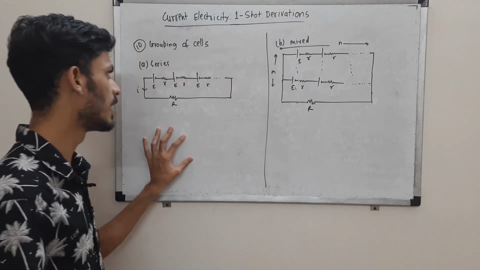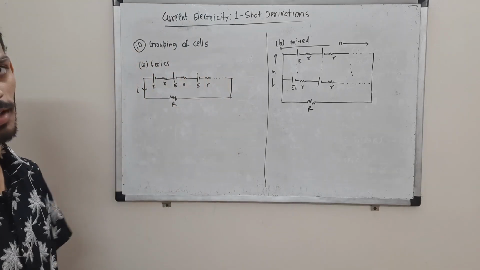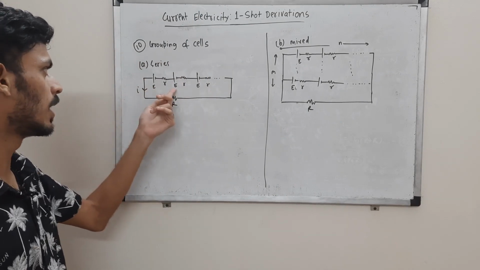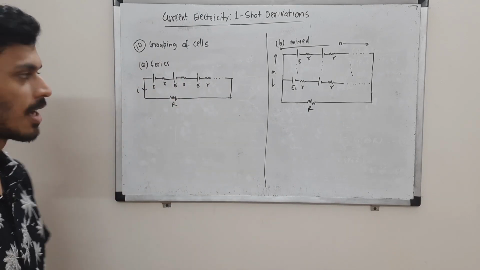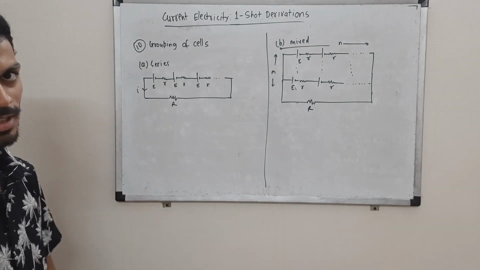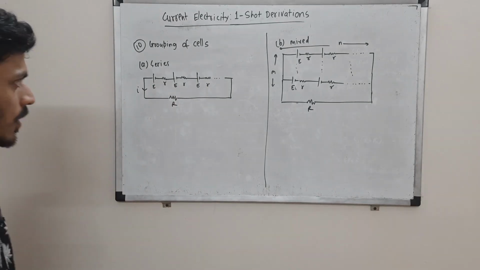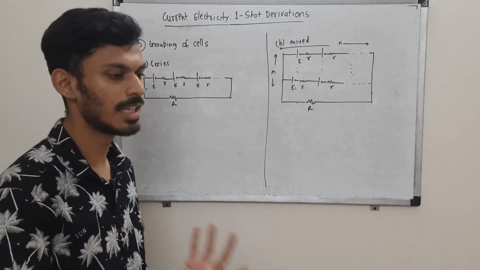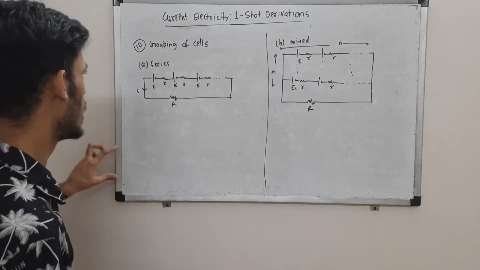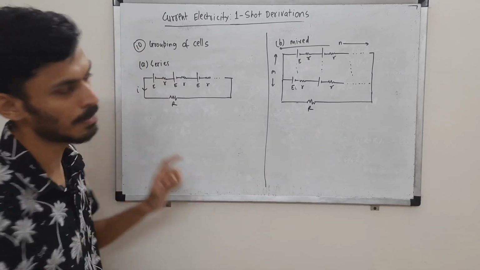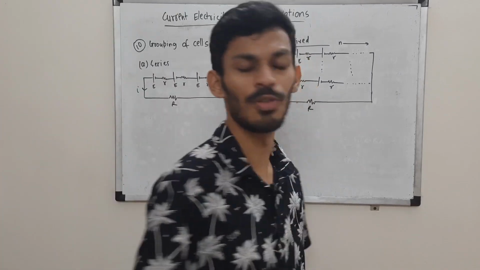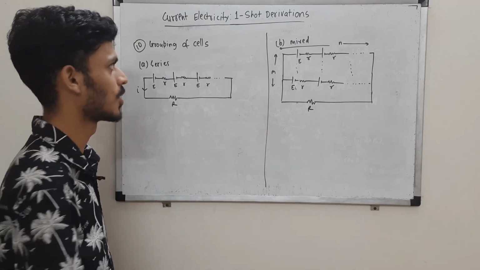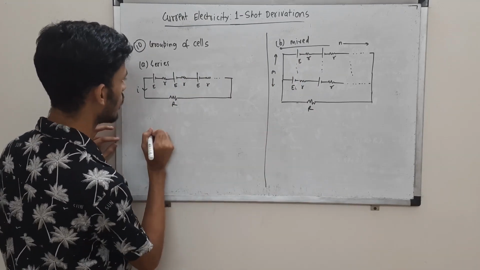Here we have cells in series combination with their respective internal resistances. They are all equal cells, same cells. So each one has EMF E and internal resistance r. We also have an external resistance capital R present in the circuit. We are supposed to find the net current due to this type of arrangement. Here we have a mixed one. The parallel one is also very simple because the EMF remains the same. We'll be discussing that next. So let's come to the series one first.